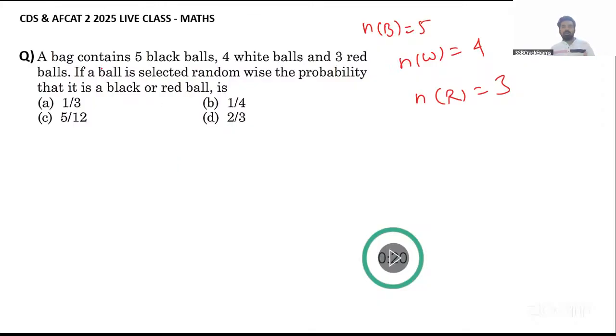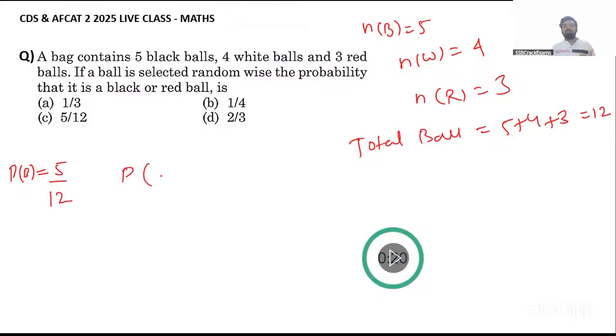So how many black balls are there? 5. The probability of selecting one black ball is 5 upon how many total balls? Total balls is 5 plus 4 plus 3, so it is 12. So the probability of selection of a black ball is 5 upon 12. Probability of selection of which ball? A red ball. How many red balls are there? 3 upon 12.